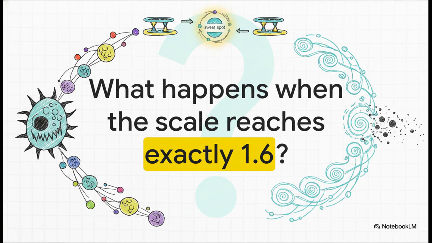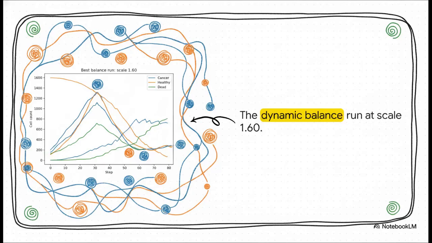a scale of 1.6? Well, right around that 1.6 mark, we hit this incredible sweet spot, an unstable equilibrium. If you trace the cancer line and the healthy cell line on this chart, instead of one completely wiping out the other, they find a dynamic balance. The cancer growth plateaus and the healthy cells hold their ground. They create this fluctuating but ultimately stable ecosystem right there on the grid.